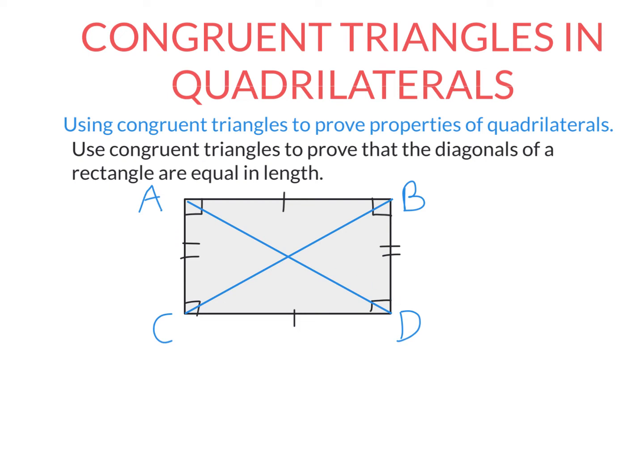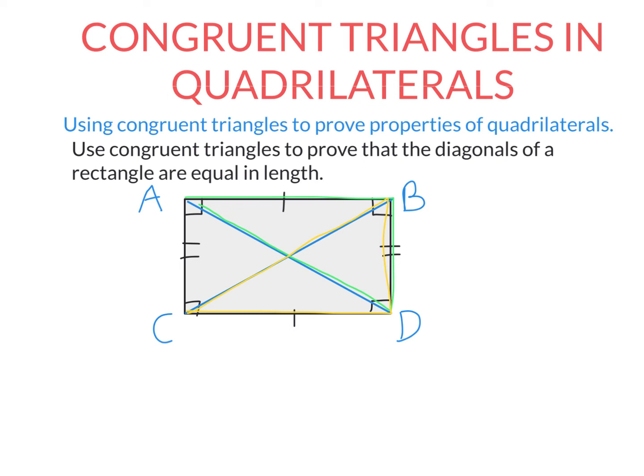I want to prove that they're equal in length. I've just added names of the vertices to help me refer to things. So what I'm going to do is prove that this triangle here and this triangle here are congruent, because if these two triangles are congruent, then the longest side of each triangle, i.e. the diagonal, must be equal in length.